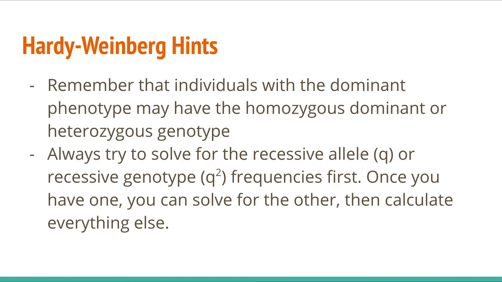The other thing you want to remember is you always want to try to solve for either the recessive allele or the recessive genotype frequency first. If you can figure out one of those two, you can first off solve for the other one because they're directly related to each other, but also you can calculate everything else from that. Because as soon as you have q, you can calculate what p is. And once you have p, you can figure out, okay, what's the p squared and what's the 2pq?